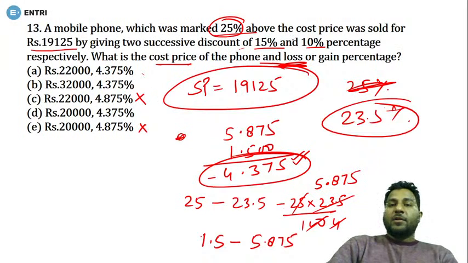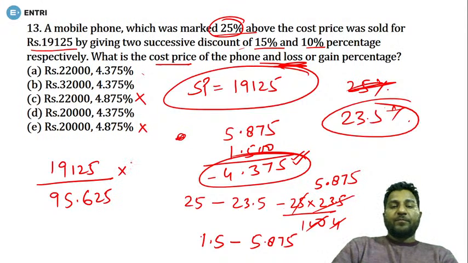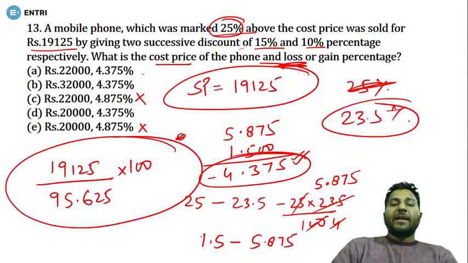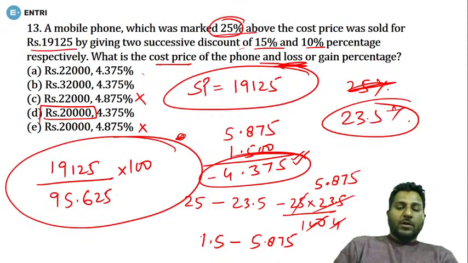So we need to find, look at this, the cost was sold at 19125. That means when you compare it with 95.625 and multiply it with 100, you will be getting 20,000 as the correct answer. Alright, so I hope you all have figured it out. So let's move on to the next question.